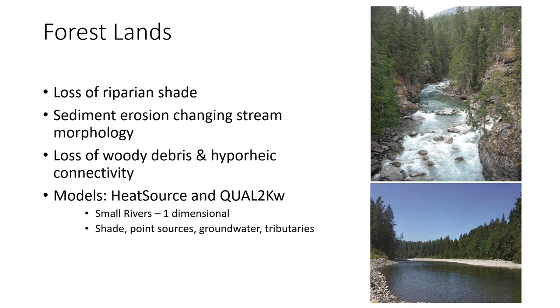I just list a couple of models in our region that are heavily used. The Heat Source model, developed in the state of Oregon, is used by Oregon in particular in their smaller forested watersheds and small rivers, and some larger rivers. And then Qual2K is a national model, and the W on the end is because Washington has their own version of the model that they tailored to their purposes.